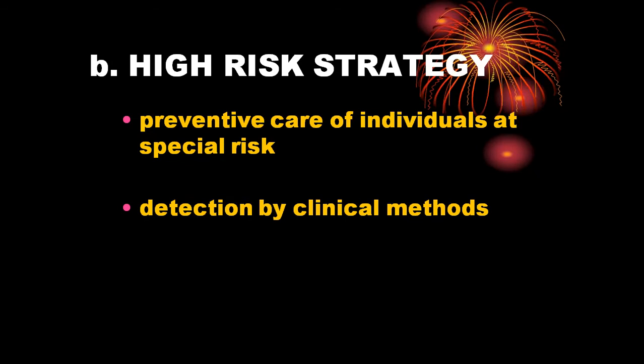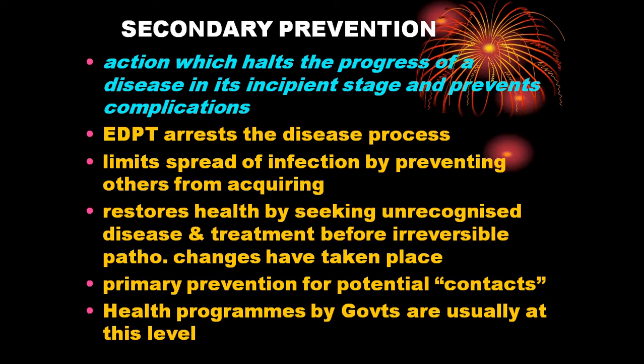Whereas in high risk strategy, we try and take care of individuals who are at risk. I already explained this to you. People who are at risk, people who already smoke, who already drink, who are already obese, who don't have a proper diet, you separate them and you target them separately.